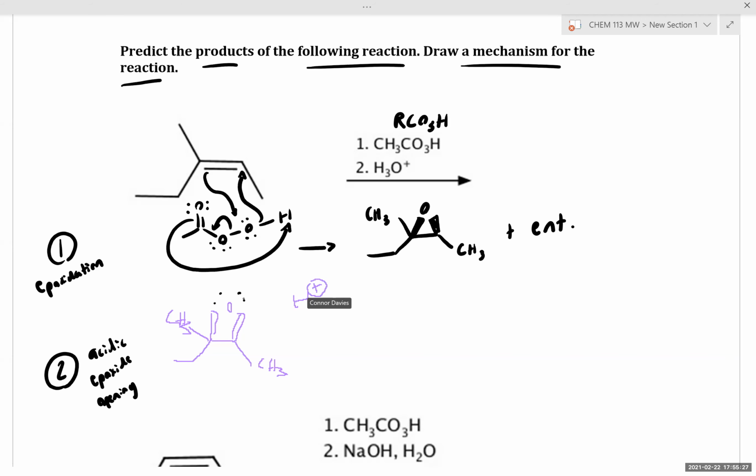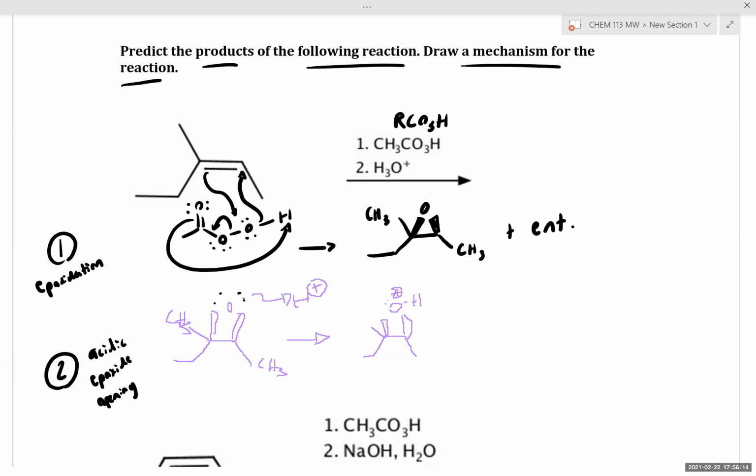Protonation, exactly right. So we protonate our epoxide. And now, following our class discussion under acid catalyzed conditions, we have an intermediate that reminds me a lot of like a mercurinium intermediate. And we're going to open this protonated epoxide following Markovnikov regio control. So where is our water? Where is our nucleophile going to attack?